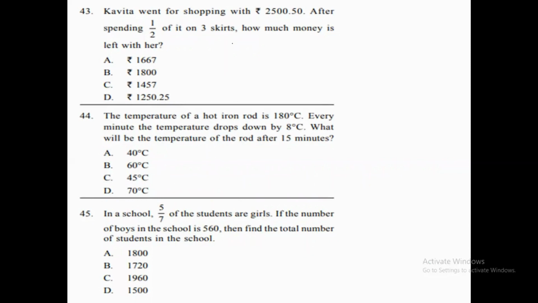So she has 2500 rupees and 50 paise. Now out of these, she spent 1 by 2 of it on 3 skirts. So first we need to find 1 by 2 of it. That will equal 1250.25. So how much money is left with her? The question is asking that only.